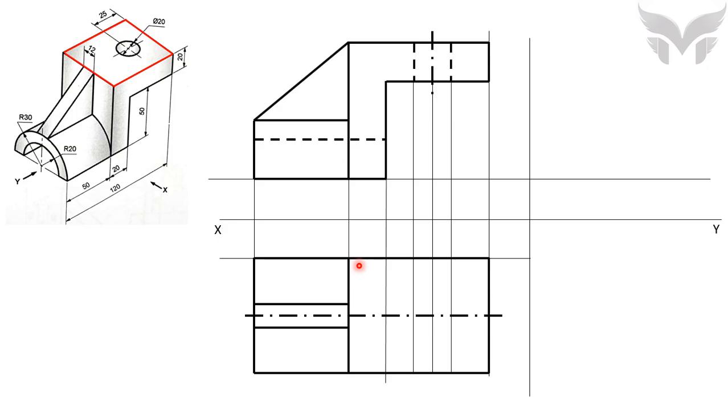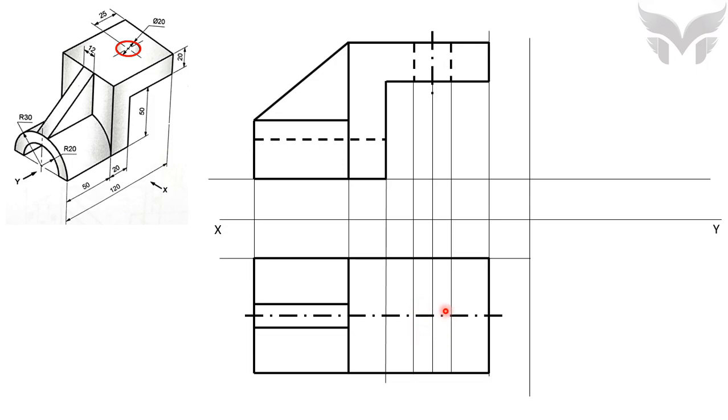Like this. Now the next thing which we can see is this hole of diameter 20 mm. From top, this hole will appear as a circle. If you take a look at the front view we have prepared, we have shown this hole with the hidden lines here. So the top view of hole will fall exactly below its front view.